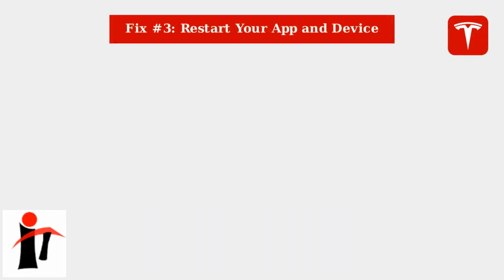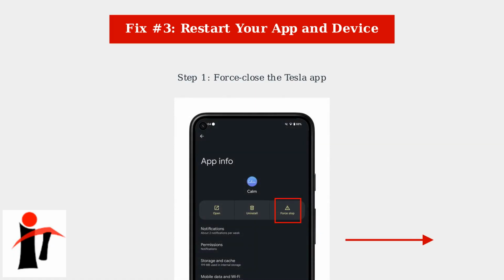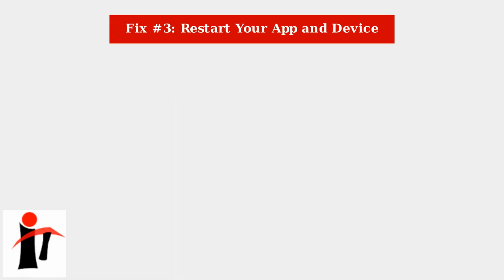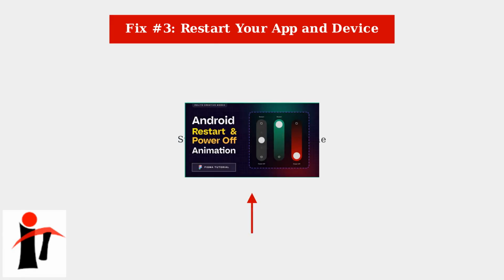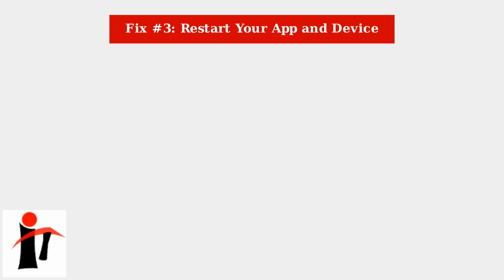A simple restart can often resolve many tech issues. Experts consider this a 90% effective first-line fix for Tesla app problems. First, force close the Tesla app completely. Go to your app settings and select Force Stop. Then, restart your smartphone. This clears temporary memory and refreshes system processes. Once your phone is back on, relaunch the Tesla app. This should restore the connection and fix temporary glitches.